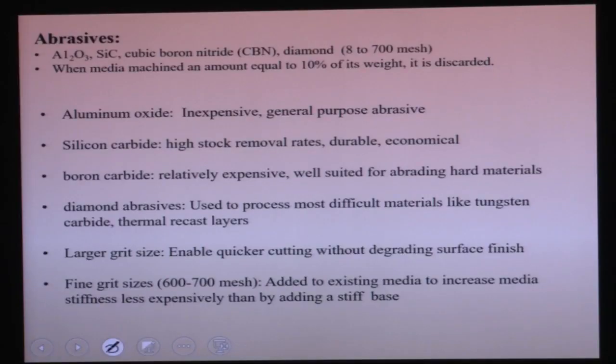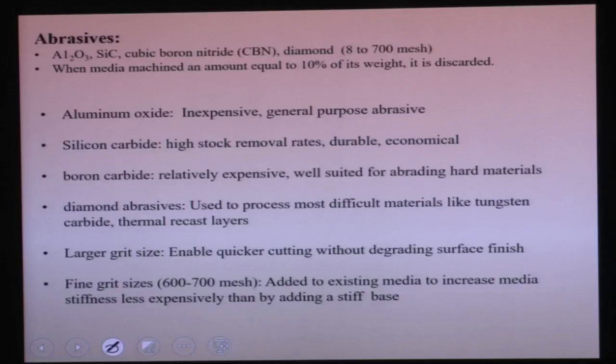The media is discarded when it has machined an amount of 10% of its weight. Suppose you are doing the machining, and initially the weight of this media is 1 kg. After machining, whatever debris particles are there will also come into the media. So after machining many components, you will see the media weight increase, because the debris particles are mixing with the media. After some time, if the weight of the media has increased to 1.1 kg, that is a 10% increase in the weight of the media. So now this media can be discarded.